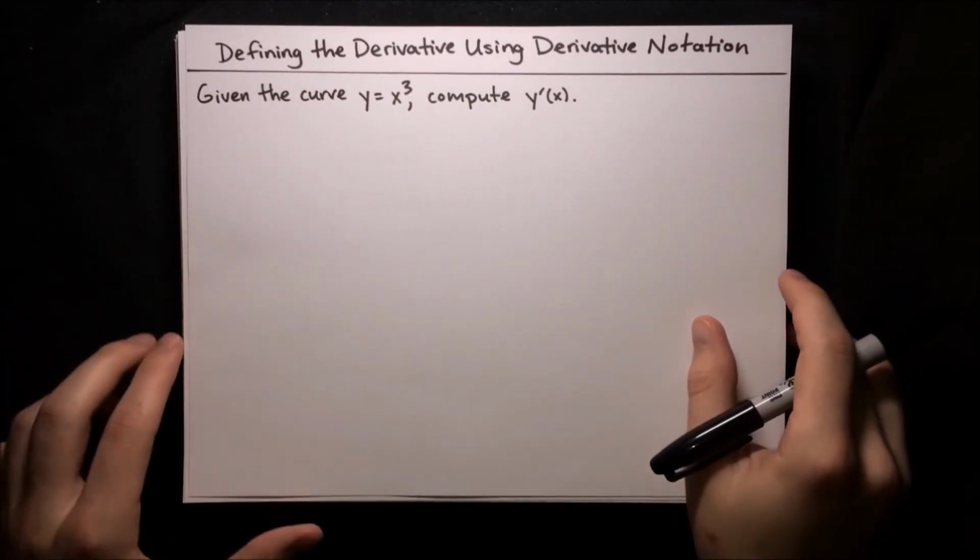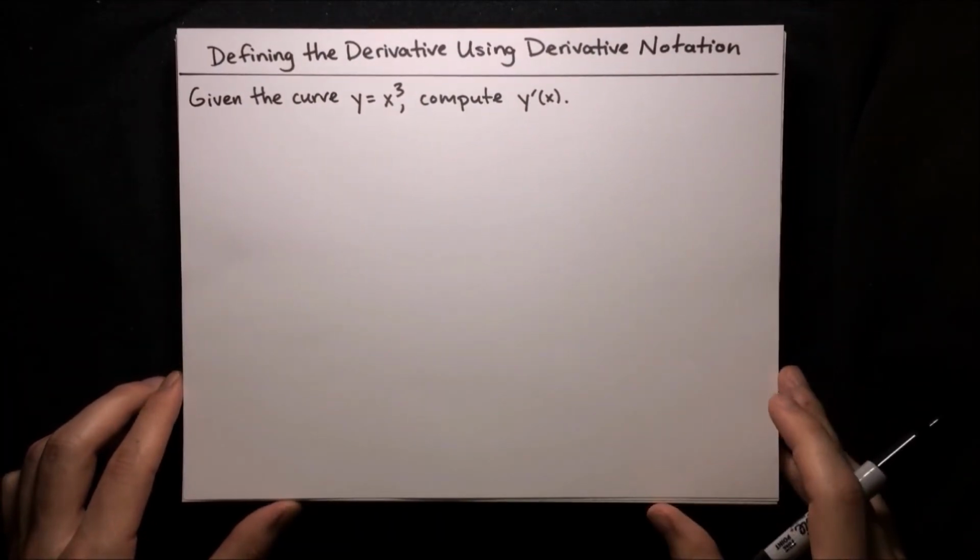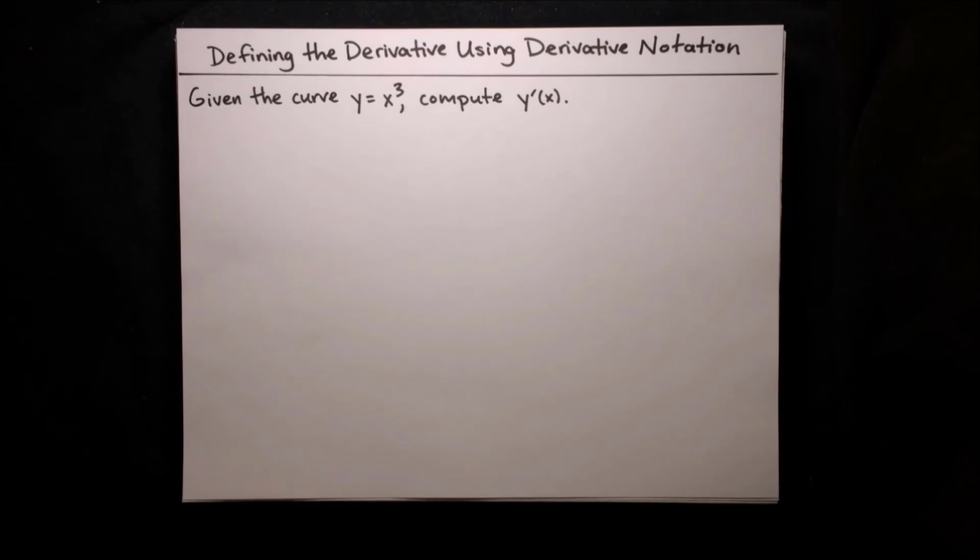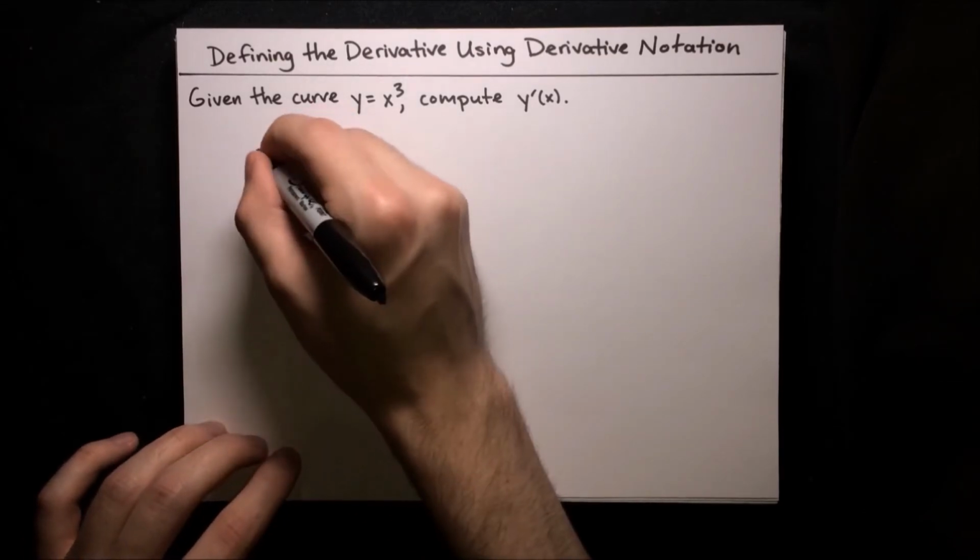Here's another problem for us. We're given this curve y equals x cubed, and we want to compute y prime of x. Remember, y prime of x is just another notation for the derivative. So really, we just want to differentiate x cubed. So let's write that down.